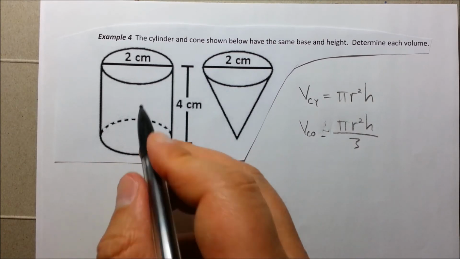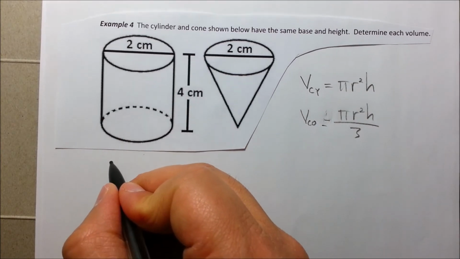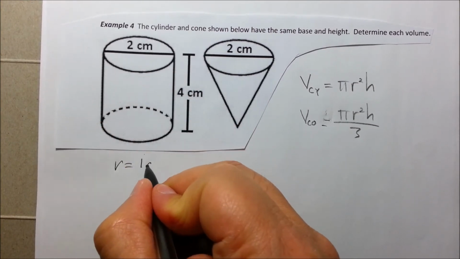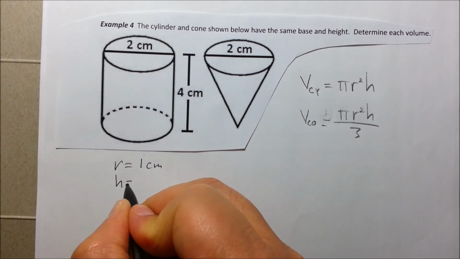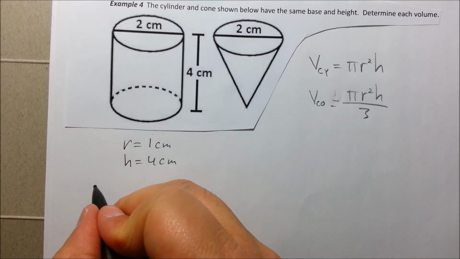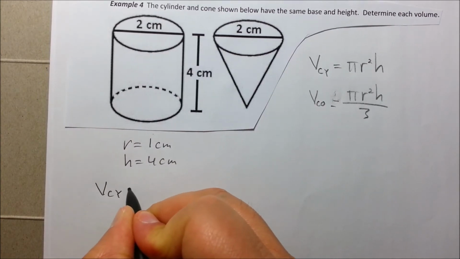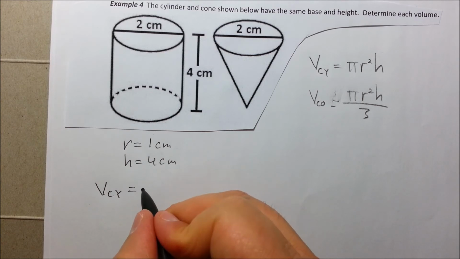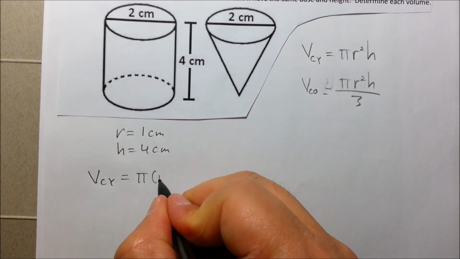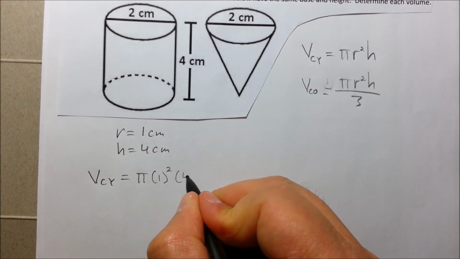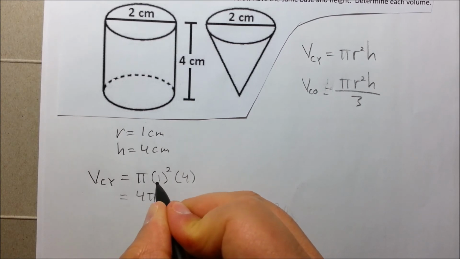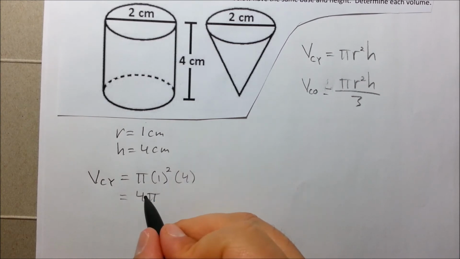Okay, so what do we know? Let's collect our data. What's the radius for this? Well, if this is 2 centimeters, the radius will be half of that, 1 centimeter. And the height is equal to 4 centimeters. We have all the information that we need. Let's find out the volume of the cylinder. So the volume of the cylinder is equal to pi r squared, which is 1 squared, times the height, which is 4. Which in essence becomes 4 times pi, because 1 times 1 gives us 1, times 4, 4, and times pi.